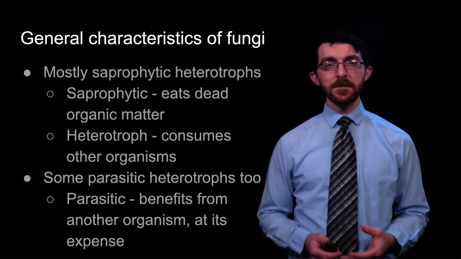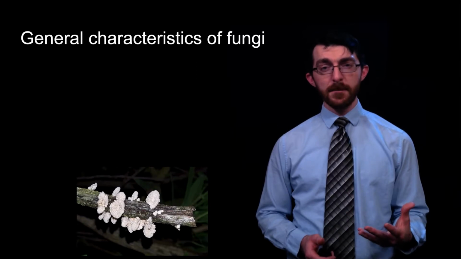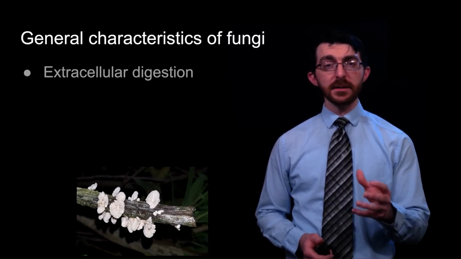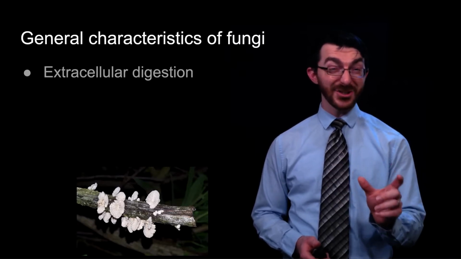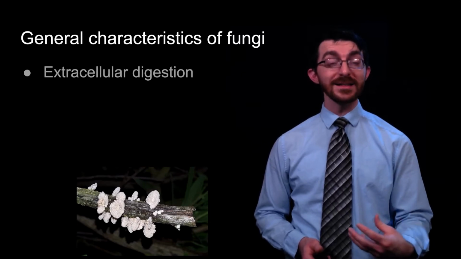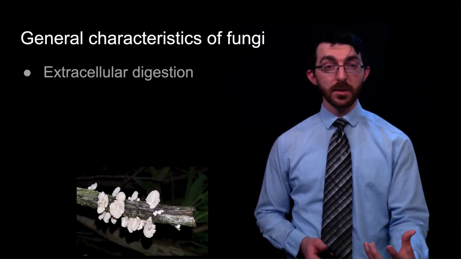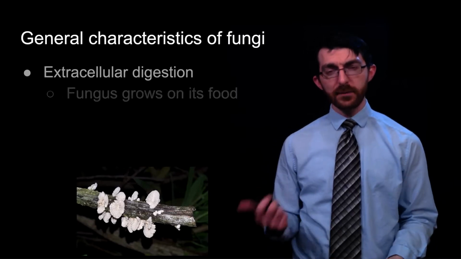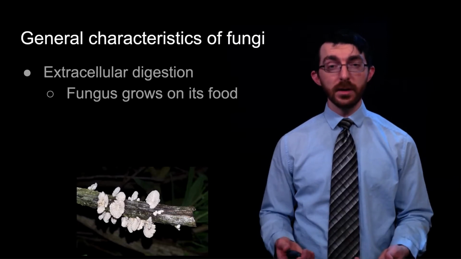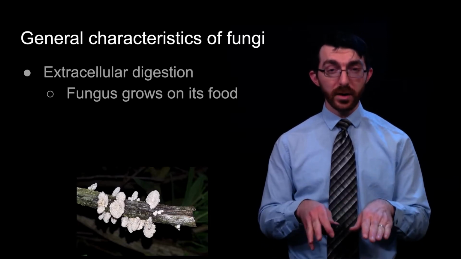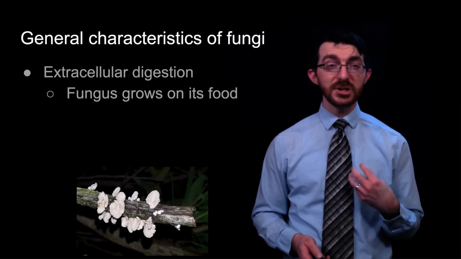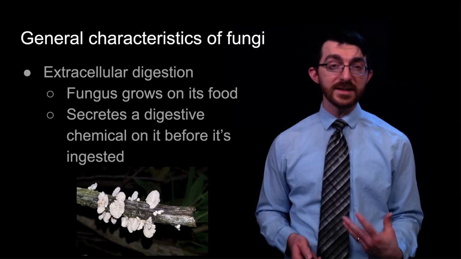Okay, so the fungi do something called extracellular digestion. Cellular, of course, referring to cells, but the extra means outside of. So it digests things outside of its body. Here's how that works. First, kind of like in this picture, fungus will grow on its food. It will grow on the food source that it's going to be using to grow. Then it secretes a digestive chemical on it before it's ingested.